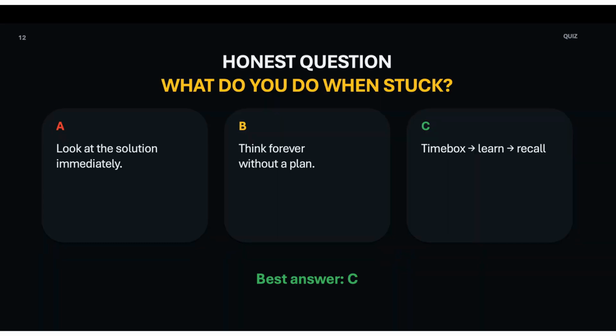Now here's the question that arises. What do you do when you are stuck? Do you immediately open the solution, or do you keep staring at the screen for 2 hours? Or do you have a better system? The answer I recommend is C. Time box, learn and recall. That's what brings us to the 3 pass method.